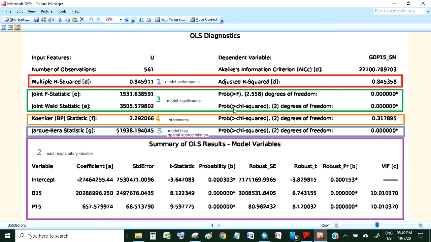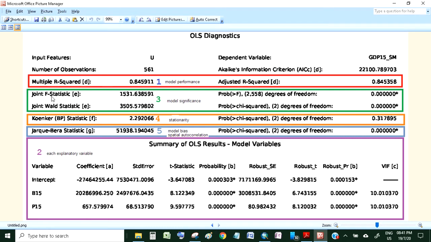So the null hypothesis for both of these tests, the joint F and joint Wald test, is that the explanatory variables in the model are not effective.